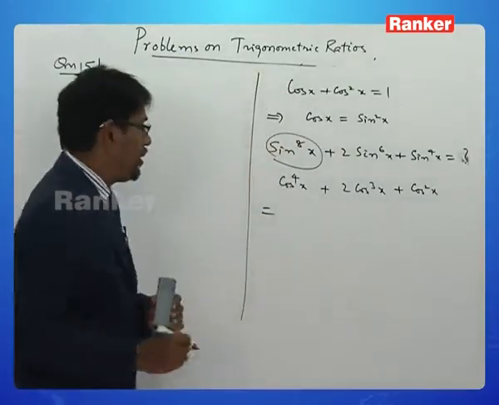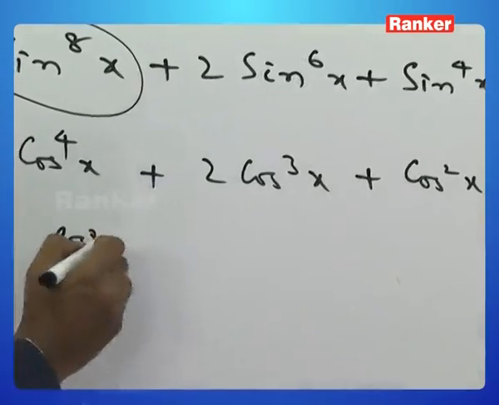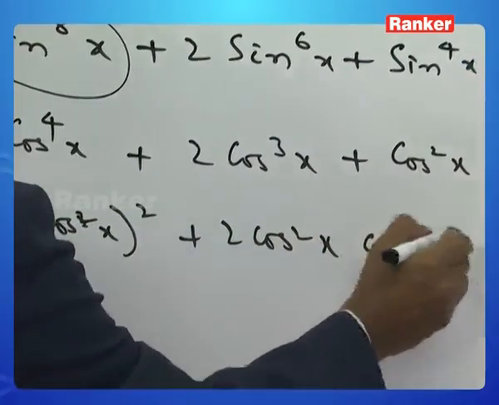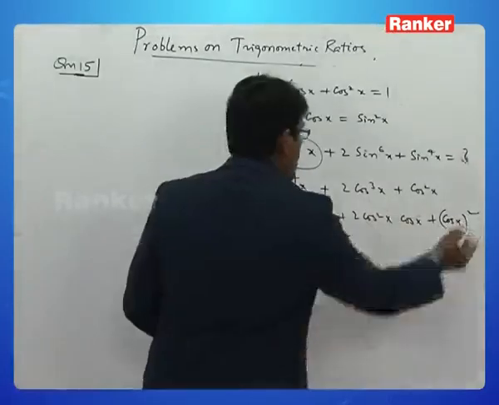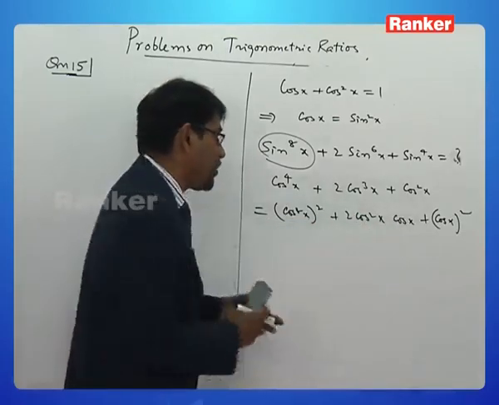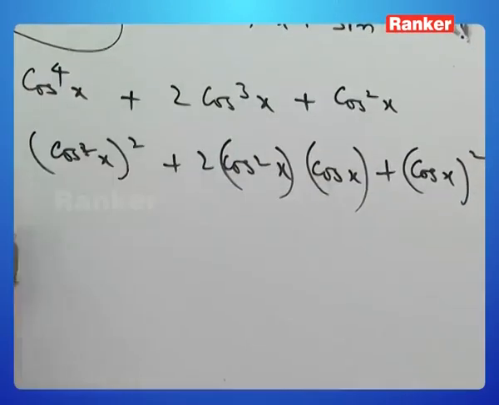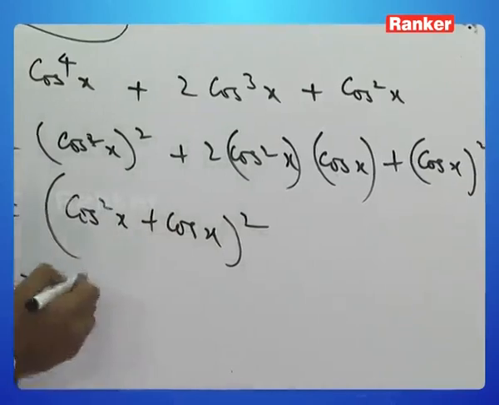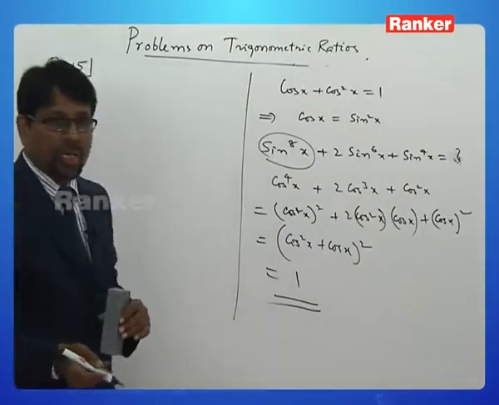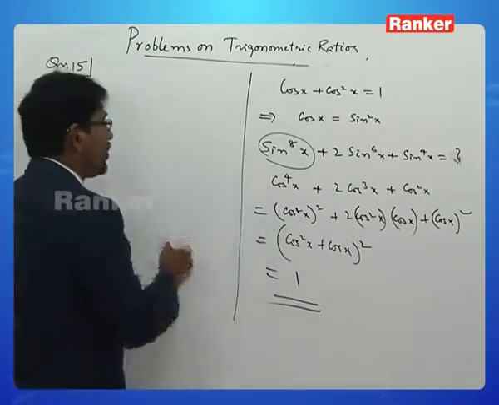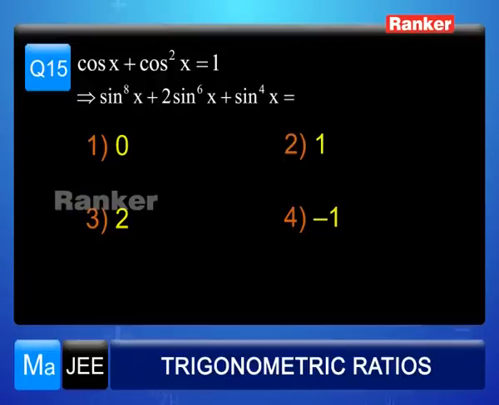So this is clearly in the form of (cos square x) whole square plus 2 cos square x into cos x plus (cos x) whole square. What is it in the form of? It's in the form of a square plus 2ab plus b square. Okay, so it's clearly (cos square x plus cos x) the whole square. And what is that? That's 1, since cos square x plus cos x is given to be 1. So 1 square is 1. Therefore the right option is 2. Option 2 is the right option.